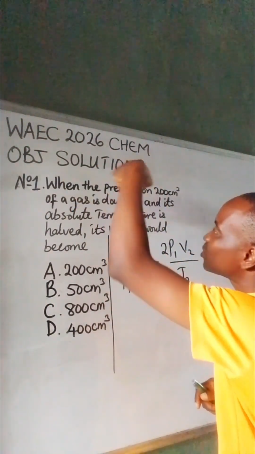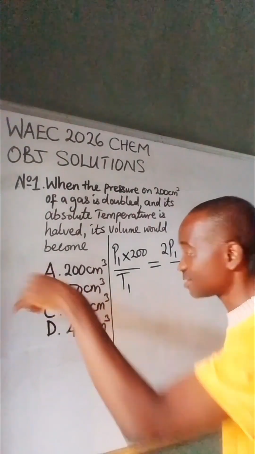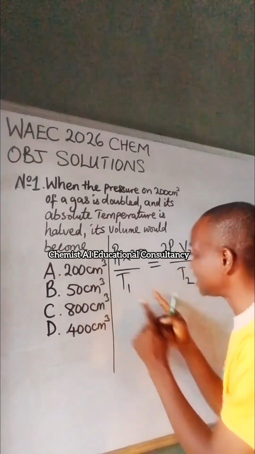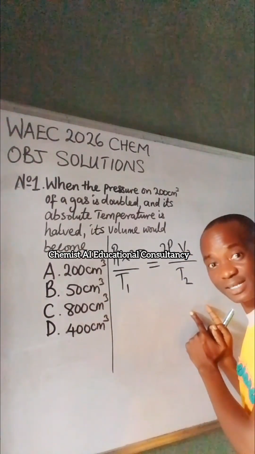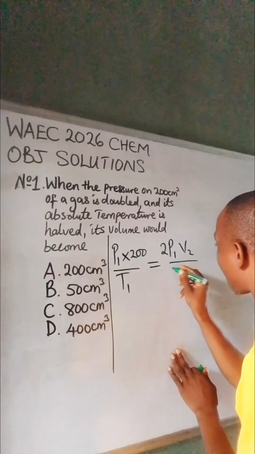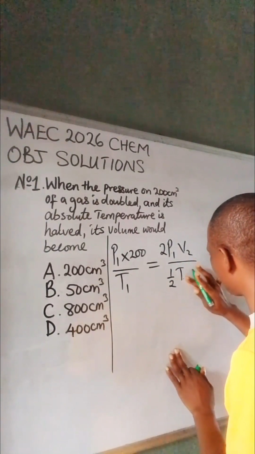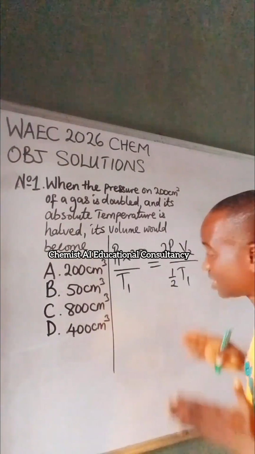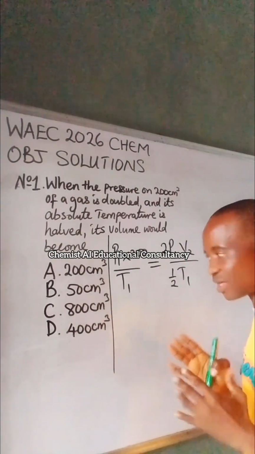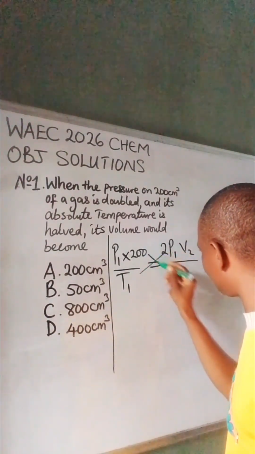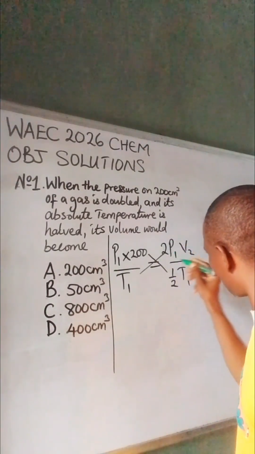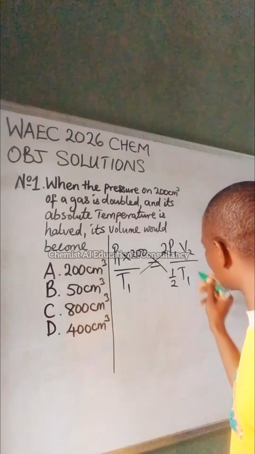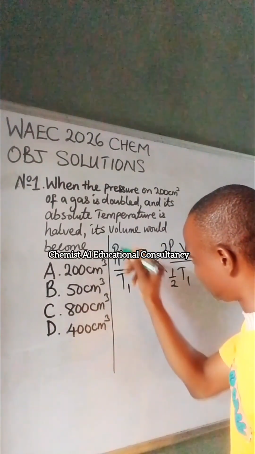And its absolute temperature is halved. T1 is now halved to become T2, which means T2 is now half of T1. Its volume will become, the question is now asking you what is V2. To do that, you cross multiply this. The whole of this times T1 equals this times this.